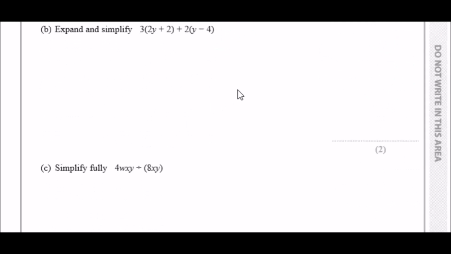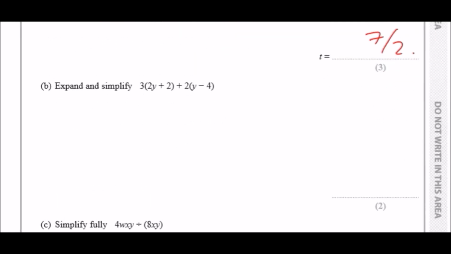Okay. Part B, expand and simplify the following. Okay, cool, not too bad. So we'll just multiply the first set of brackets by 3, so you should get 6y plus 6. And multiply the second by 2, so you get 2y minus 8.